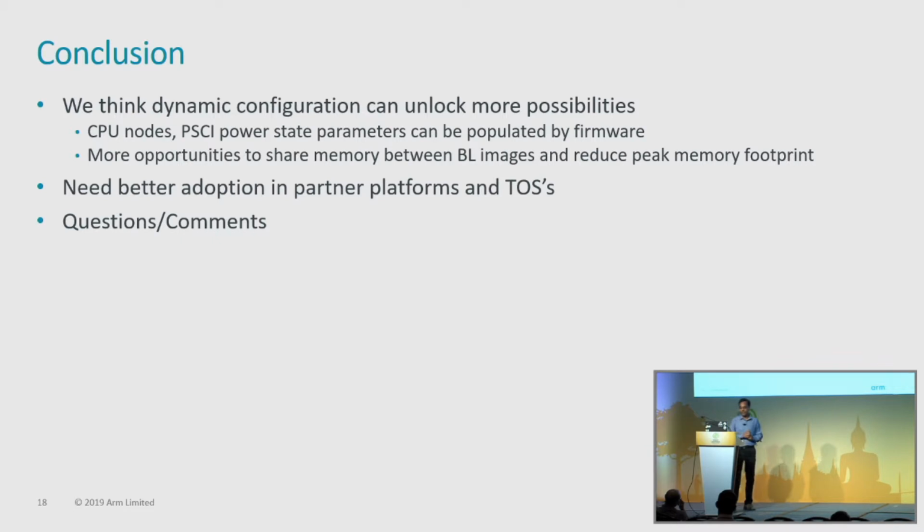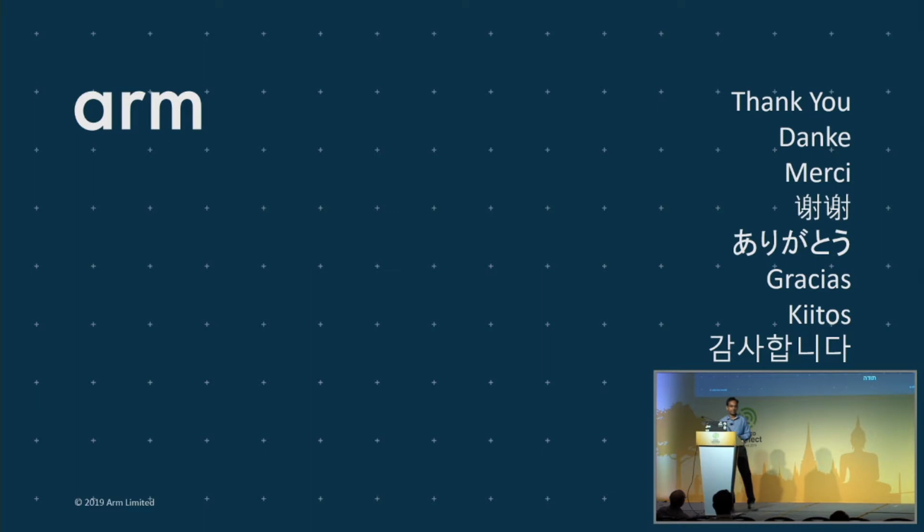We need to have better adoption in partner platforms and trusted OS, because currently if you look at upstream trusted firmware, everybody is doing their own thing. If they need to use the device tree, every platform tends to do it in their own way. It's good to have some unified way of doing this dynamic configuration. That's all I had. Any questions or comments?